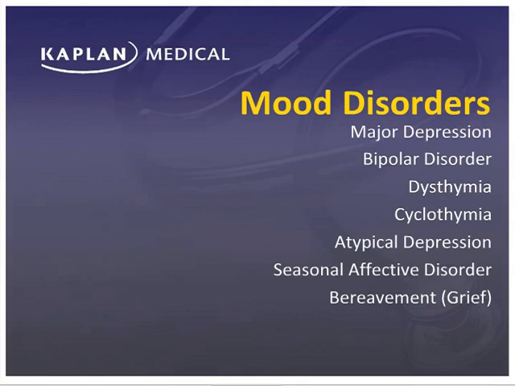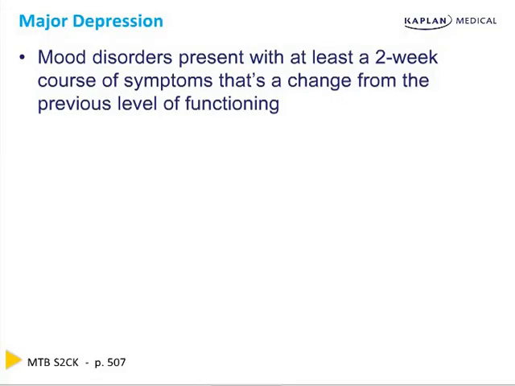We'll start out by discussing major depression and bipolar disorder and discussing the differences between them. Then we'll look at the subtle differences between those disorders and dysthymia and cyclothymia, and we'll end up with a discussion on bereavement and when to treat it and when to just reassure the patient. We'll start out with major depression.